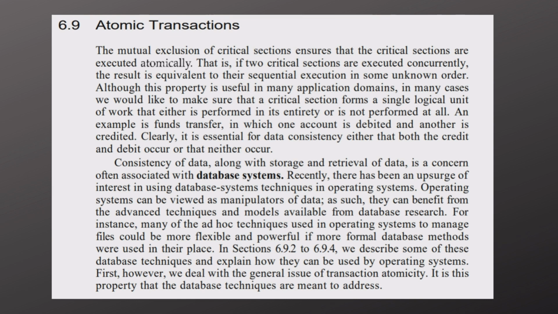The ACID properties are a set of four key characteristics that define the behavior of atomic transactions. First one, atomicity. As I mentioned above, atomicity ensures that either all the operations within a transaction are executed successfully or none of them are. If any part of the transaction fails, the entire transaction is rolled back and the database returns to its initial state. Second one, consistency. Consistency ensures that the database moves from one valid state to another valid state after a successful transaction.